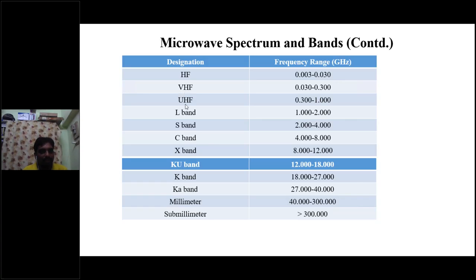Next, VHF, very high frequency, ultra high frequency. But here, this spectrum we are using from L band up to this one for our microwave analysis. Starting from 1 to 2 gigahertz up to a maximum greater than 3 gigahertz, depending upon the application. For that case, the frequency ranges vary from L band, S band, C band, X band, Ku band, K band, and whatever the application.